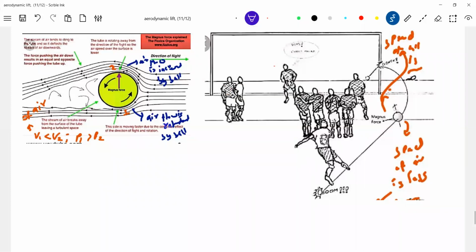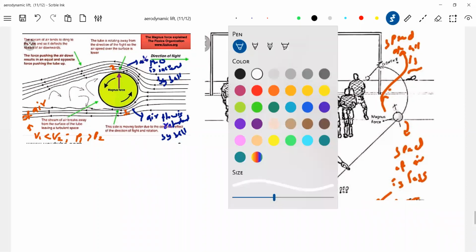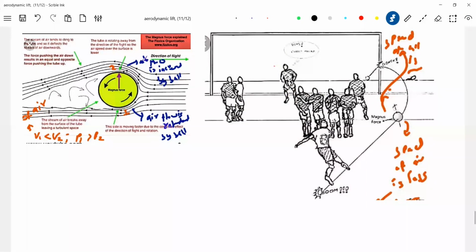Is it clear to all of you? This is, airflow is retarded by the ball. So what will happen to the speed of the air? Not the speed of the ball, the speed of the air will decrease. And then here, what happens? The airflow is increased by the ball. I think I'll rewrite it because the sentences are very important.